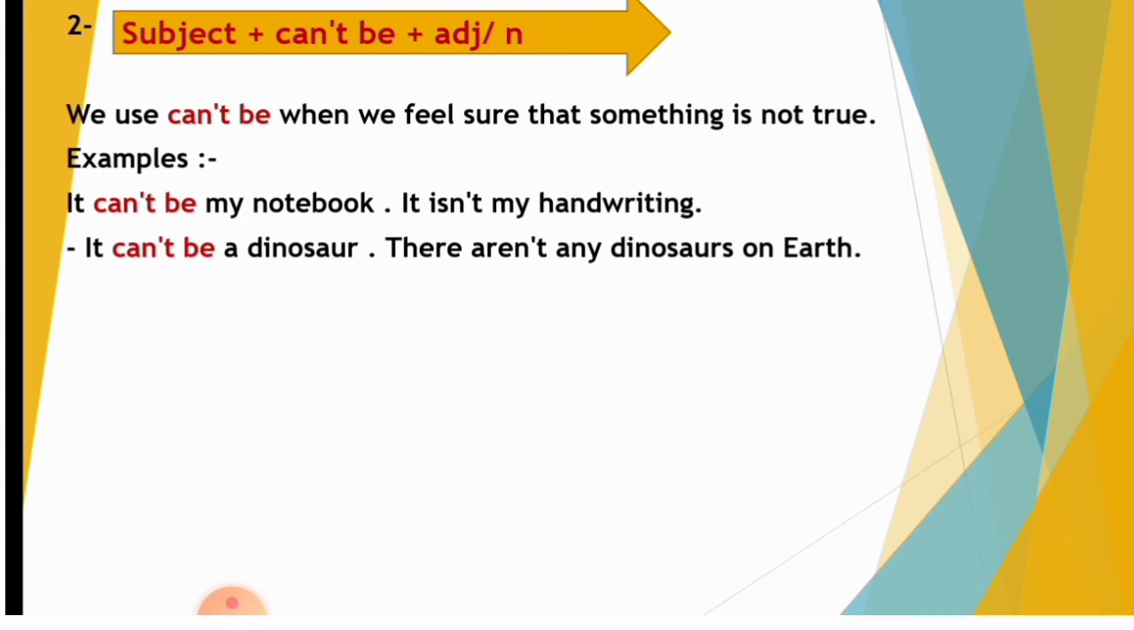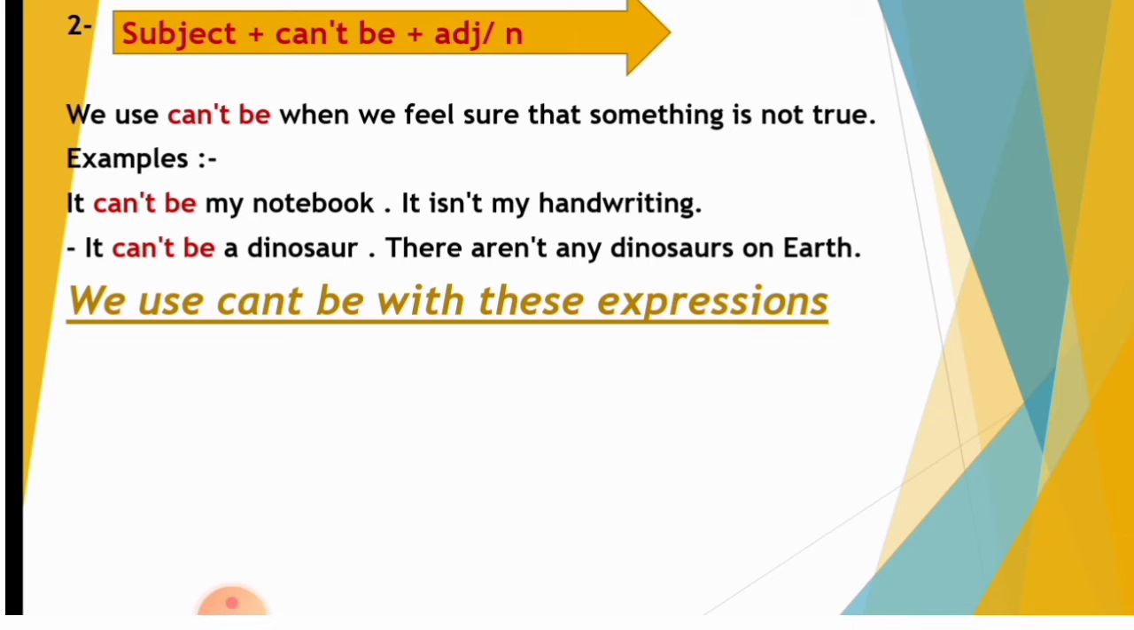We have another example from your book. It can't be a dinosaur. There aren't any dinosaurs on Earth. So we know that the dinosaurs disappeared hundreds of years ago. So I'm sure here that this animal is not a real dinosaur. Okay? It can't be a dinosaur.